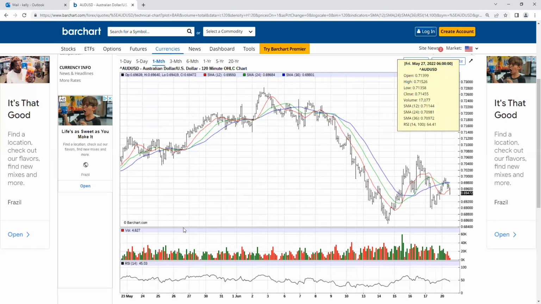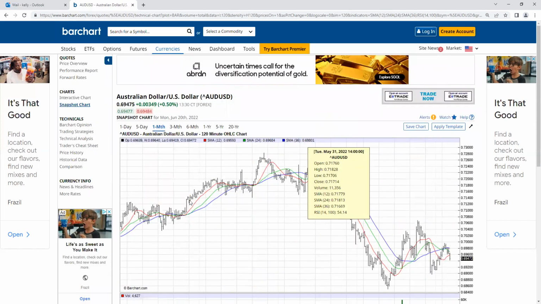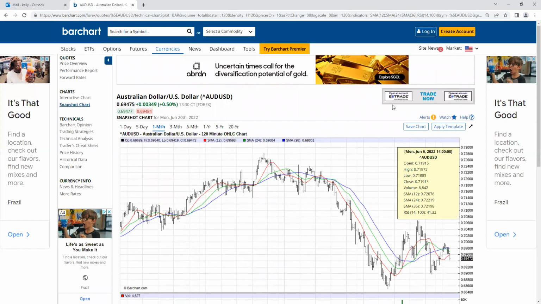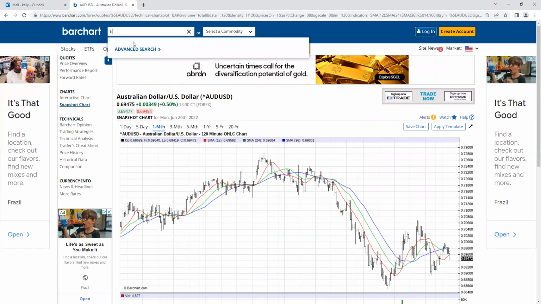So again, the dollar may be hitting a high point, too early to tell. These currencies may be hitting a low point, too early to tell. That's my analysis of the currencies as I can see them. All right, let's just look at one last one, British pound.